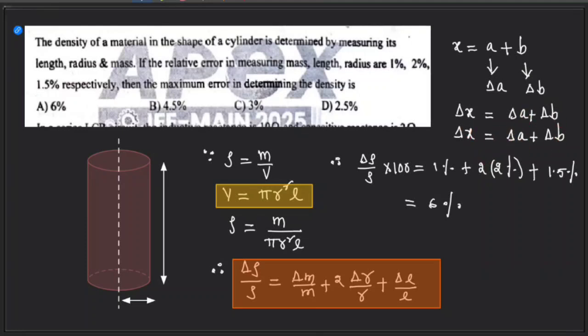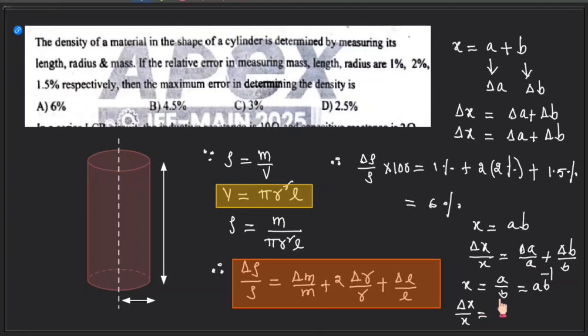In the same way, if you are multiplying, so x is equal to a into b, then you can write the formula as delta x by x is equal to delta a by a plus delta b by b. That is for multiplication. Even for division it is the same: if x is a by b, then you could also write it as a into b power minus 1. Again we write delta x by x as delta a by a plus delta b by b.